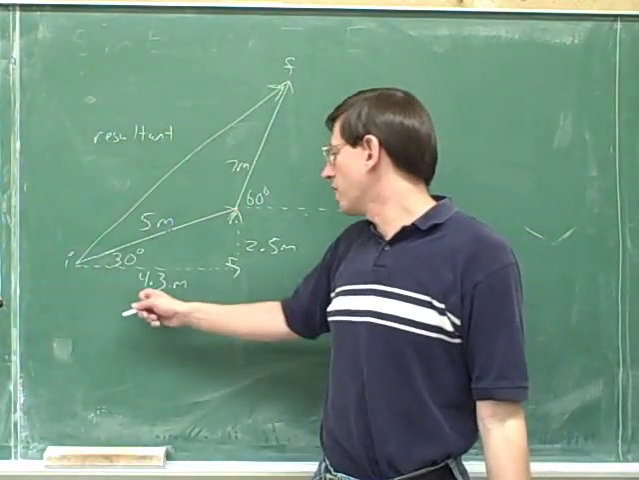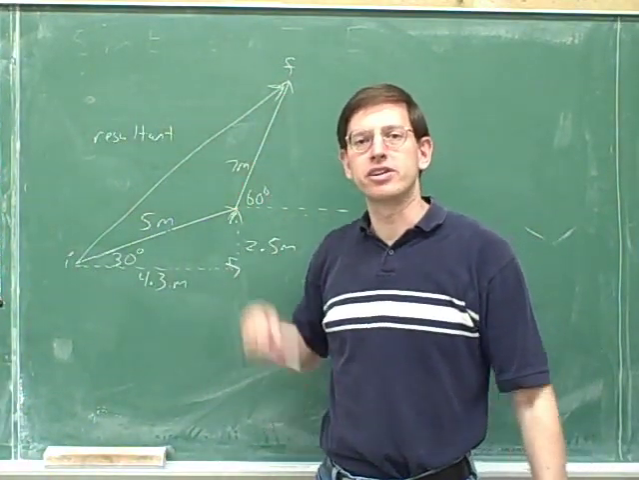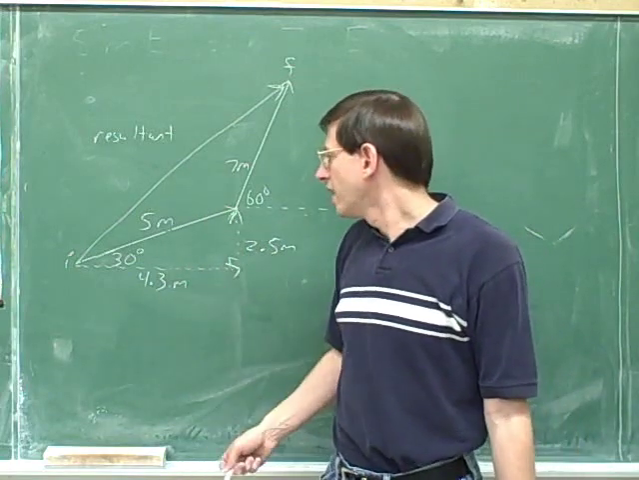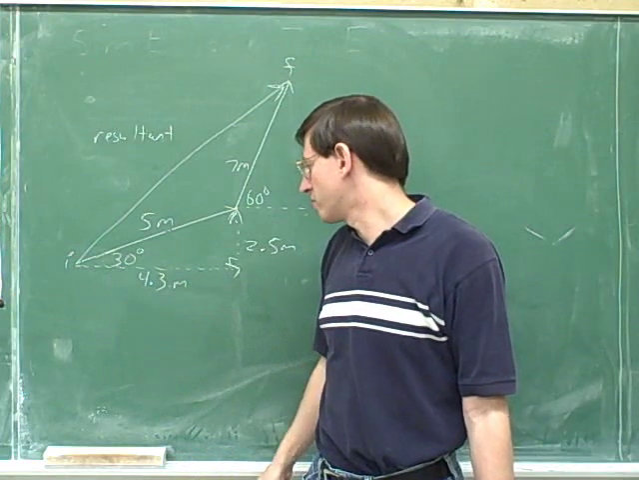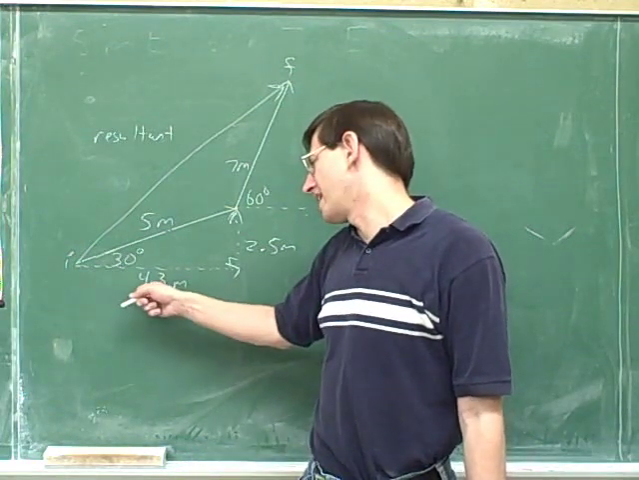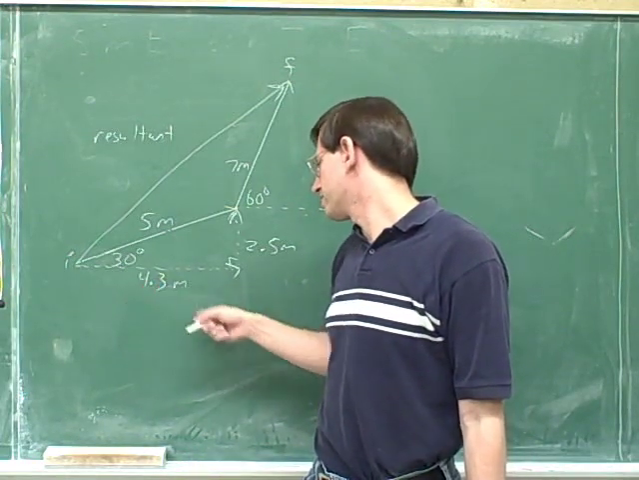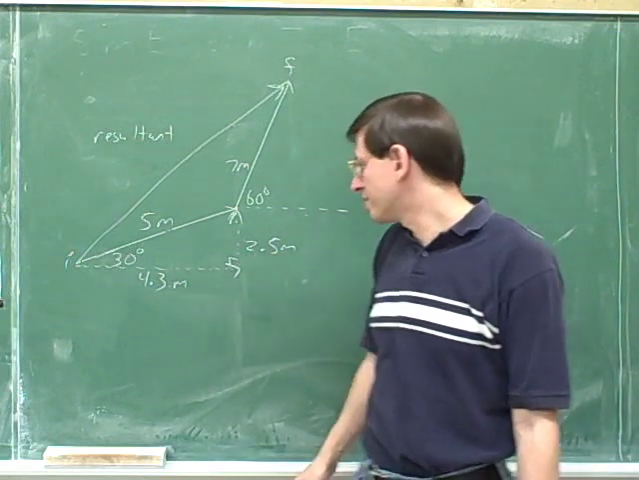Again, don't worry if you don't know how to figure out these numbers. That's what we're going to learn later in these videos. For now, I'm just going to tell you that if you're walking for 5 meters at an angle of 30 degrees above the horizontal, then you're going to be going 4.3 meters to the right and 2.5 meters up.